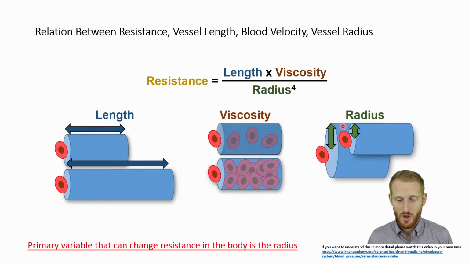And remember, smooth muscle contracts in the blood vessels when they are stimulated by the norepinephrine from the sympathetic nervous system. So when our body wants to change the resistance, it's not going to change the length of the vessel, it's not going to change the viscosity of the blood. What it's going to do is it's going to change the radius of the blood vessels.